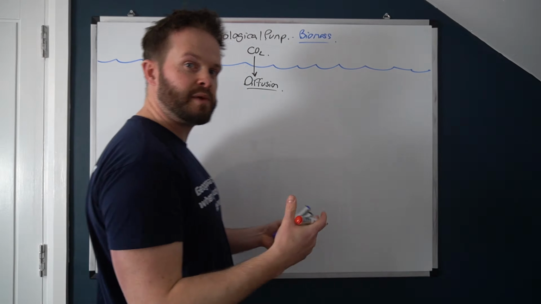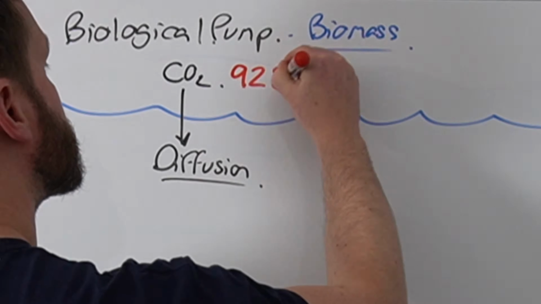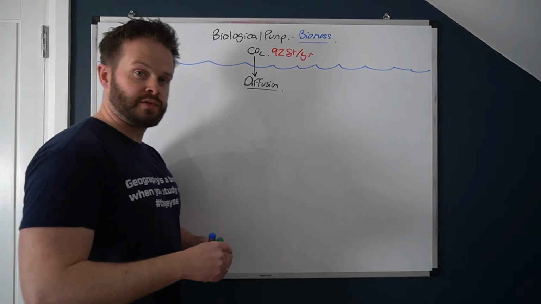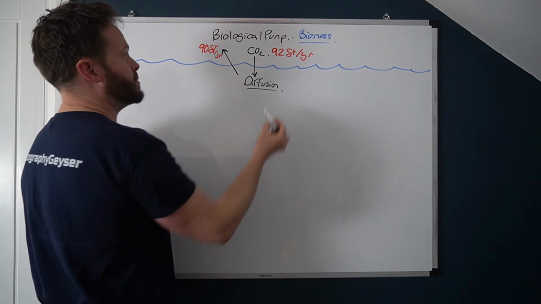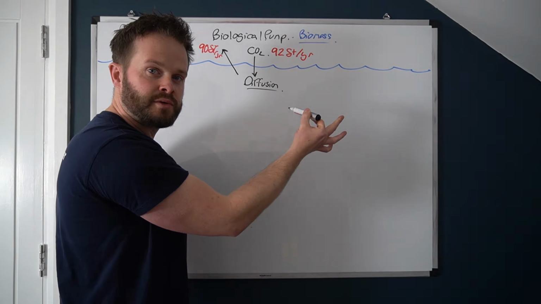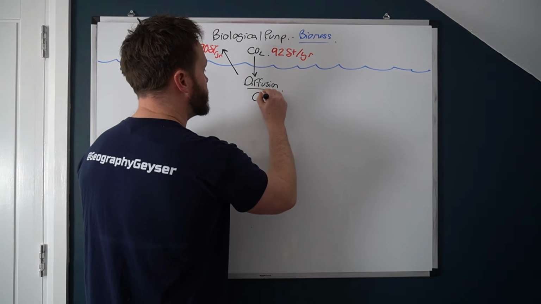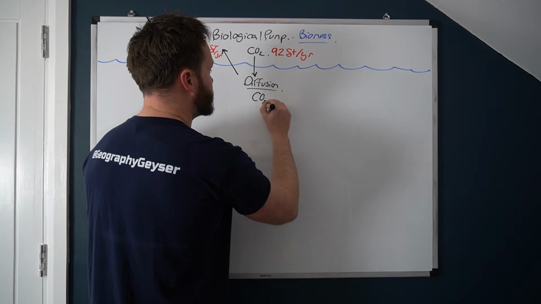Now, diffusion will take place at a global scale at around 92 gigatons per year. Now, what we do know about the oceans is that carbon can move directly in via diffusion, and then it can be released directly as well. So as you can see, because of the difference between these two numbers, there is a net influx of CO2 into the ocean. So we're at this point now where CO2 is dissolved in the oceans, and this is where our biological pump can now really kick in.